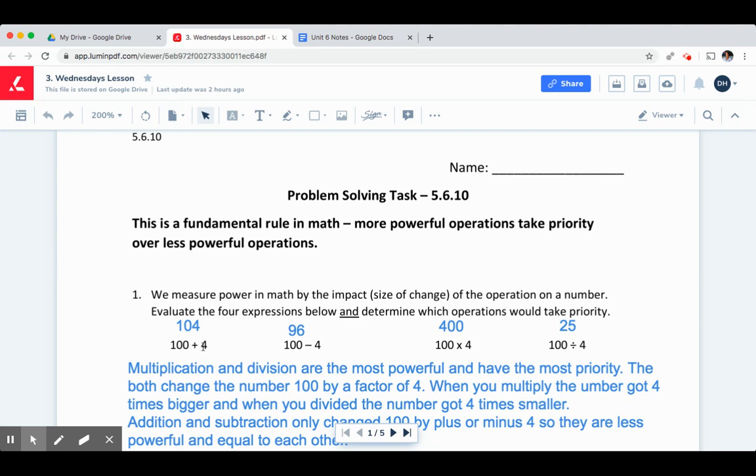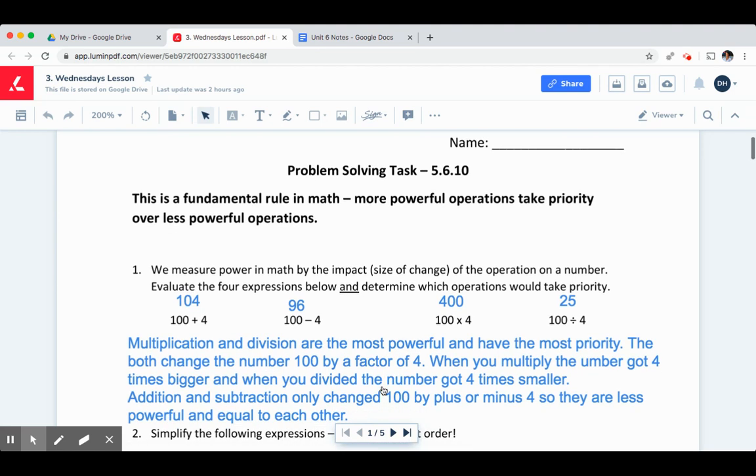Because when we added by 4, our number only changed by 4 units. It got 4 units bigger. And when we subtracted by 4, our number got 4 units smaller. And we know that multiplying by 4 and dividing by 4 is going to change a number a lot more than adding or subtracting by 4. Addition and subtraction are less powerful than multiplication and division, but addition and subtraction are equally powerful to each other.